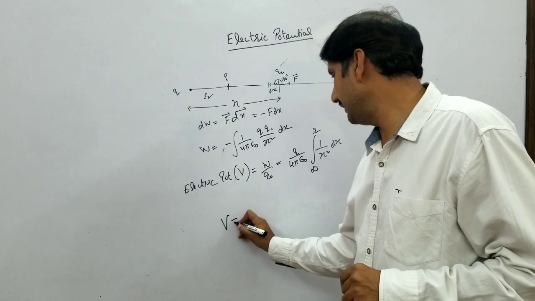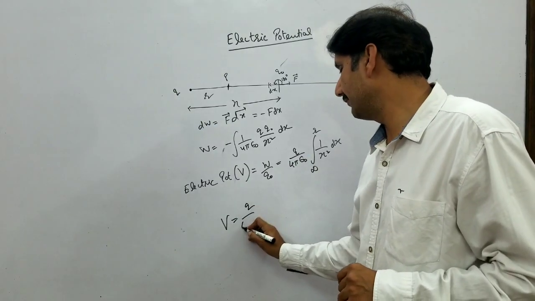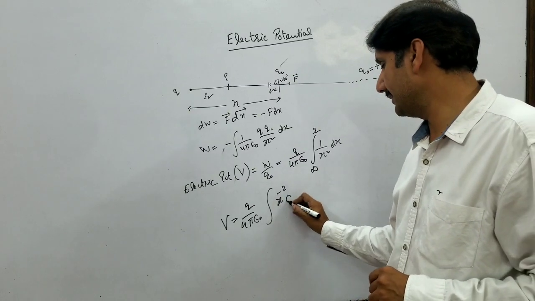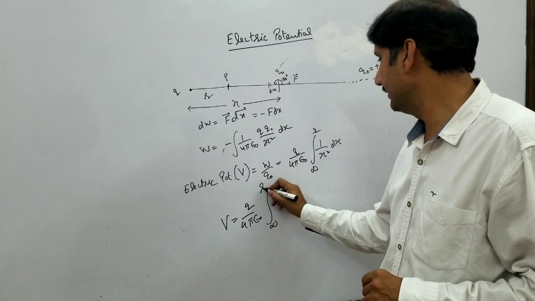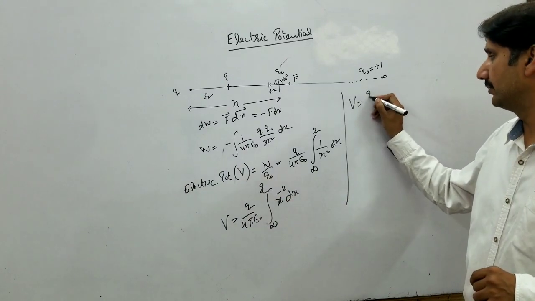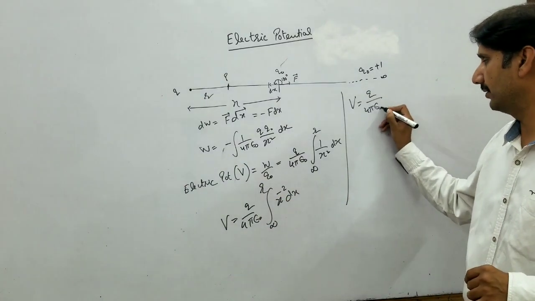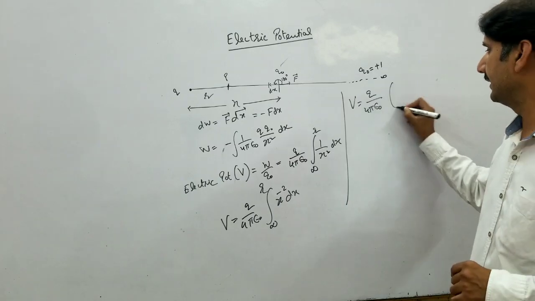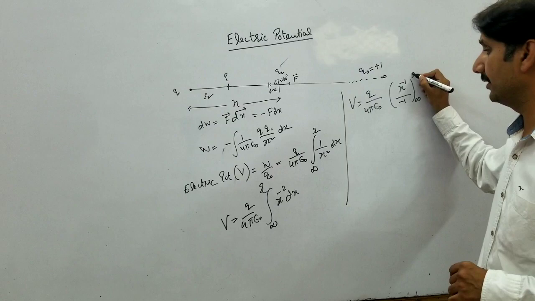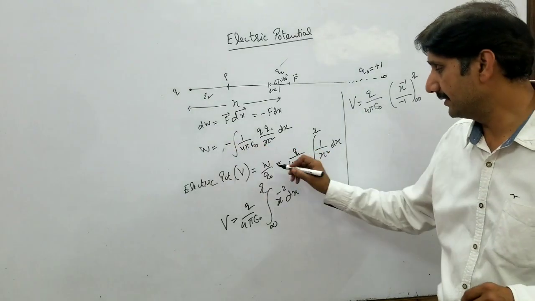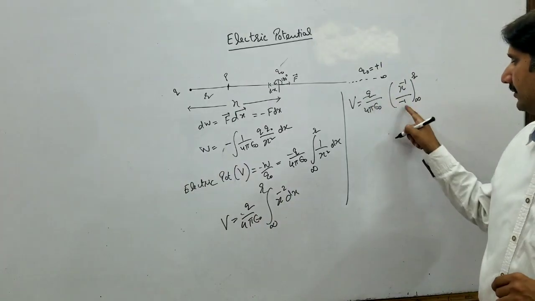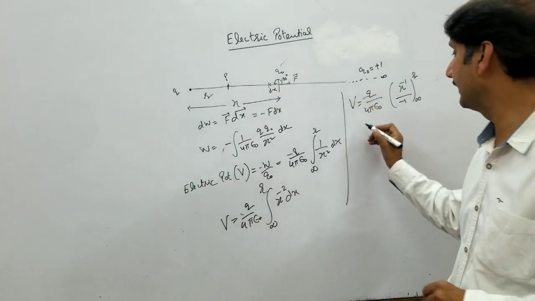So potential V is given as q by 4 pi epsilon naught integration x raised to power minus 2 dx from infinity to r. You know how to solve it out. V is equal to q by 4 pi epsilon naught. Integration is x raised to power minus 1 over minus 1 from infinity to r. I forgot this negative sign over here, so you won't mind if I put it over there again. Now this negative and this negative get cancelled out.